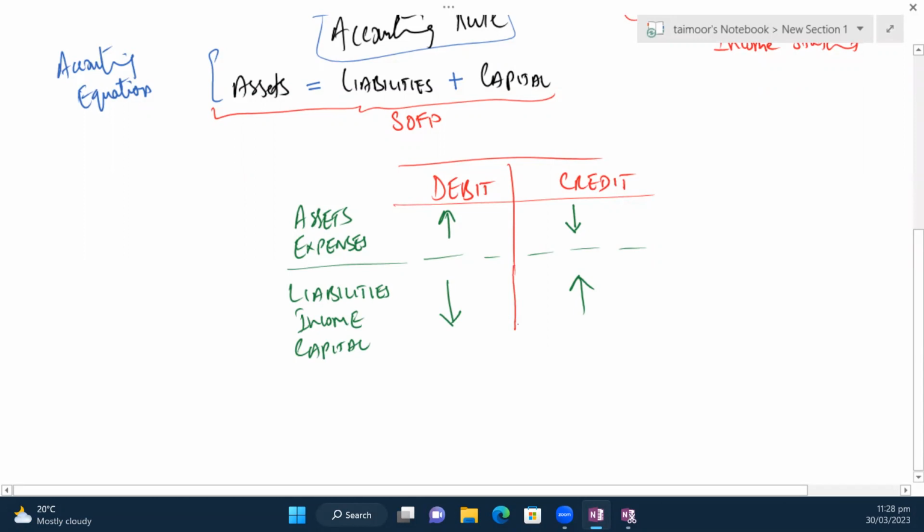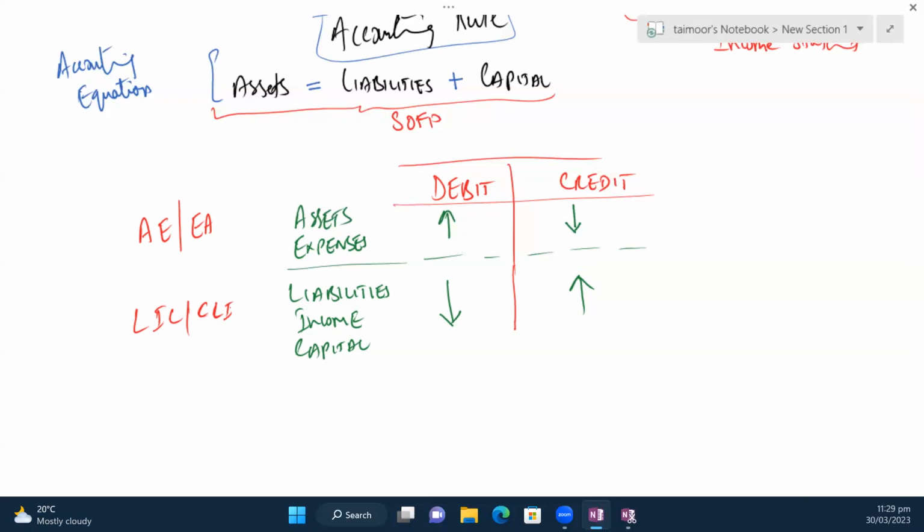In order to understand it easily, आप इसको AE American Eagle और EA Sports करके समझ सकते हैं. So AE और American Eagle, they share the same rule, or LIC or CLI, they share the same rule. ठीक है जी.